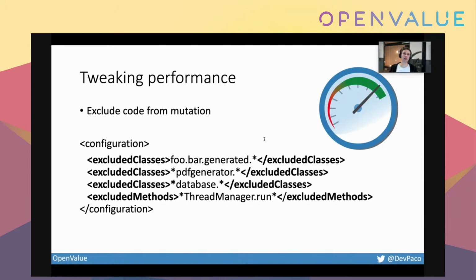That's a good one. And also for database logic, and anything related to complex threading, where you know these tests are often already hard to test, you might not want to generate mutants for those because it's only going to be painful.